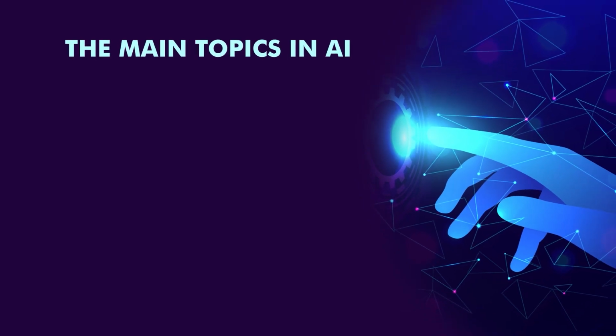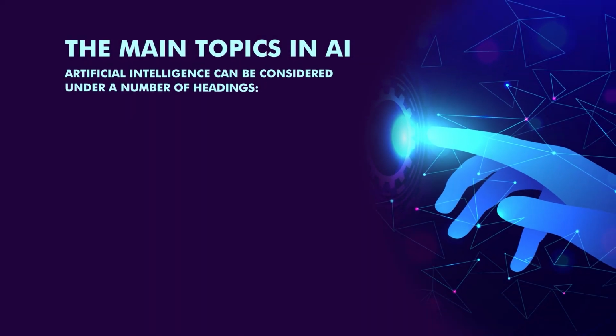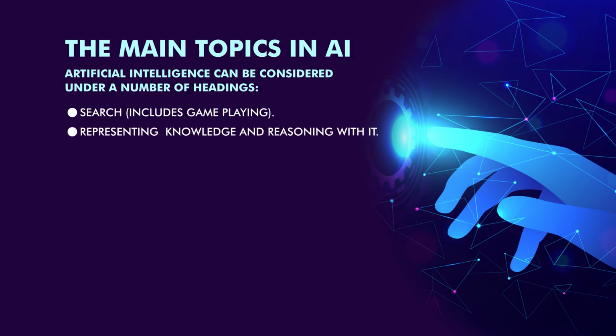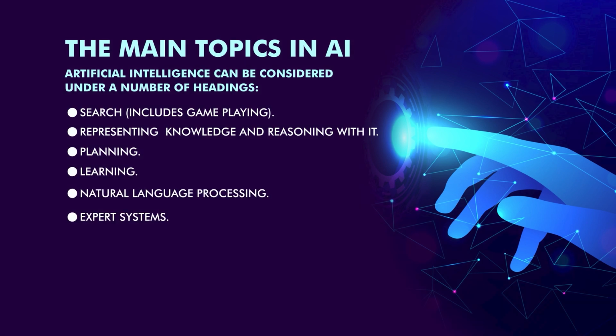The main topics in AI. Artificial intelligence can be considered under a number of headings: search, which includes game playing, representing knowledge and reasoning with it, planning, learning, natural language processing and expert systems.